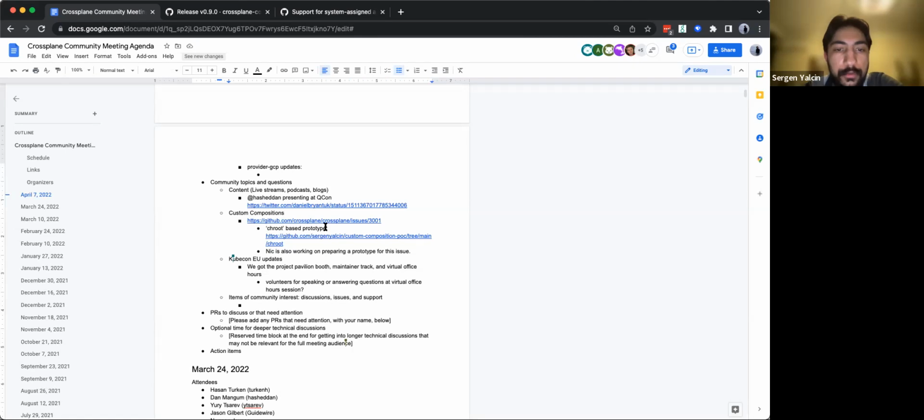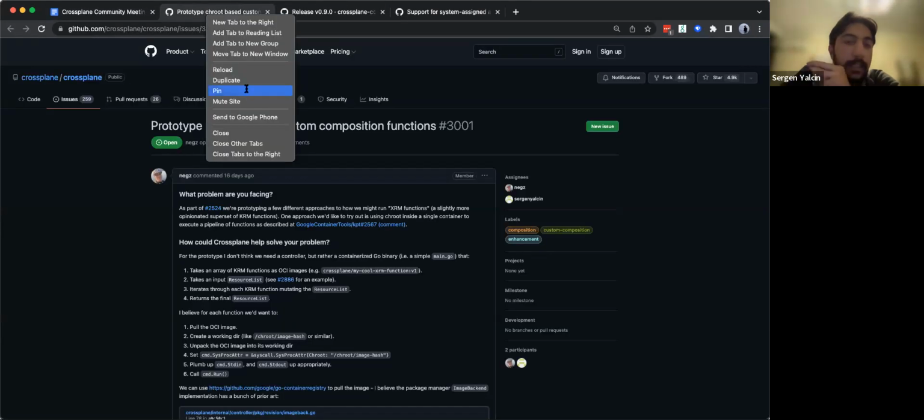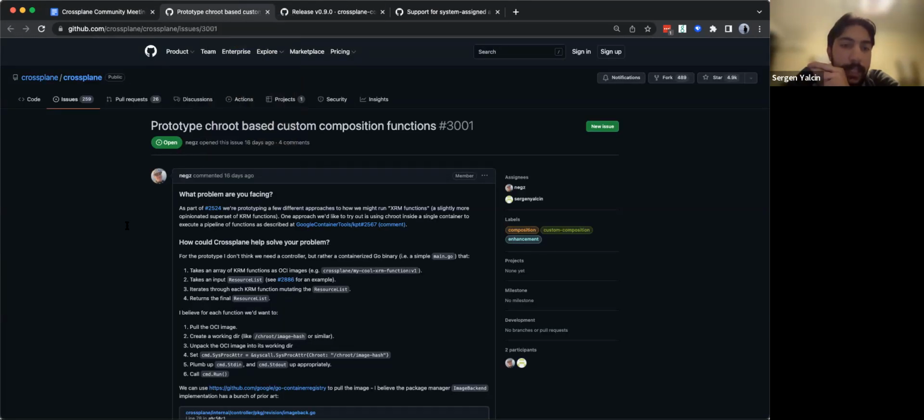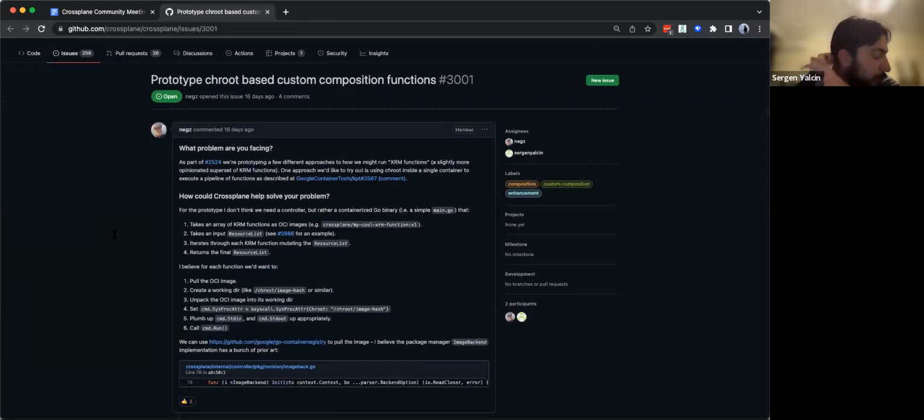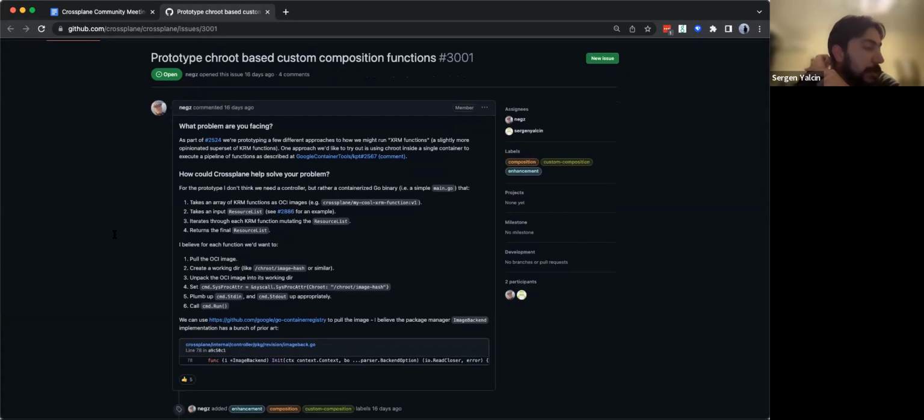Actually, we are focusing on how we can run the KRM functions and what is the best and most efficient way of running the KRM functions. So there is an open issue about this context. As you know, before this one, we worked on a POC. It's about using init containers to run the KRM functions. So this was an option, and another option was using the chroot based runner.